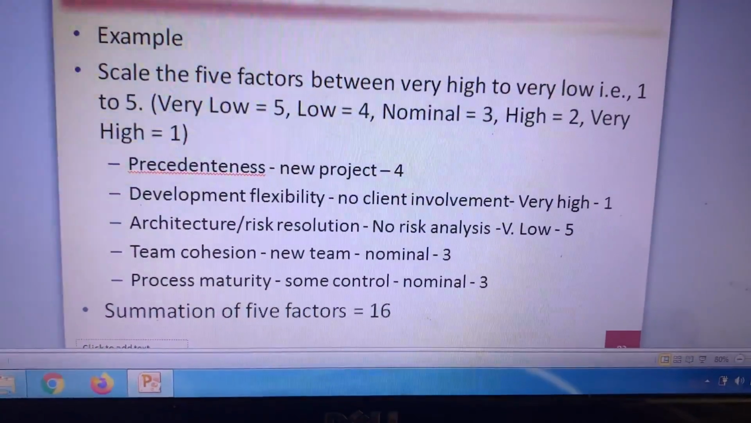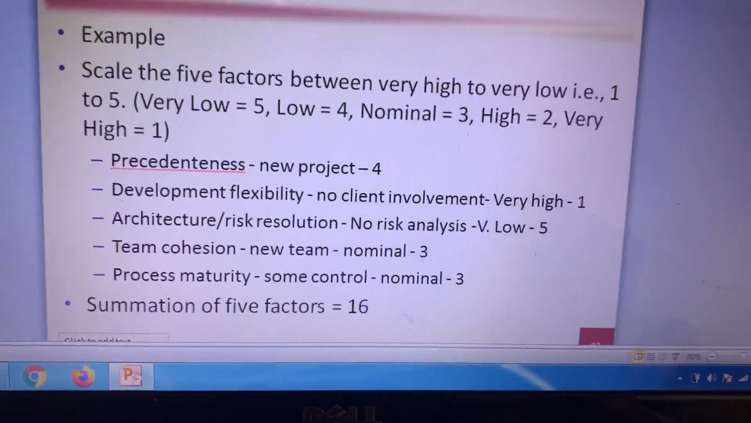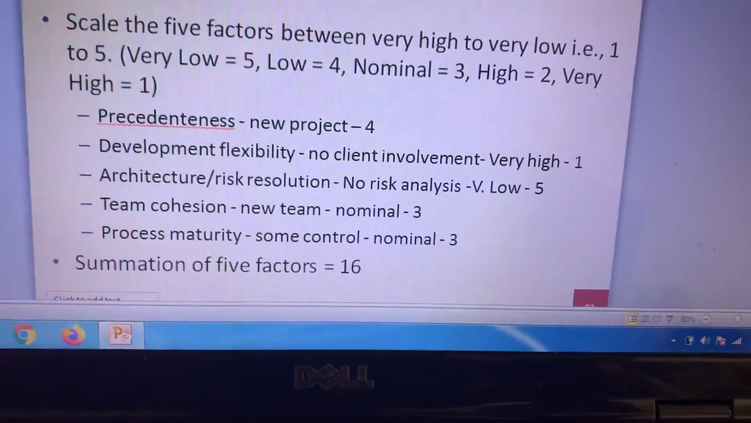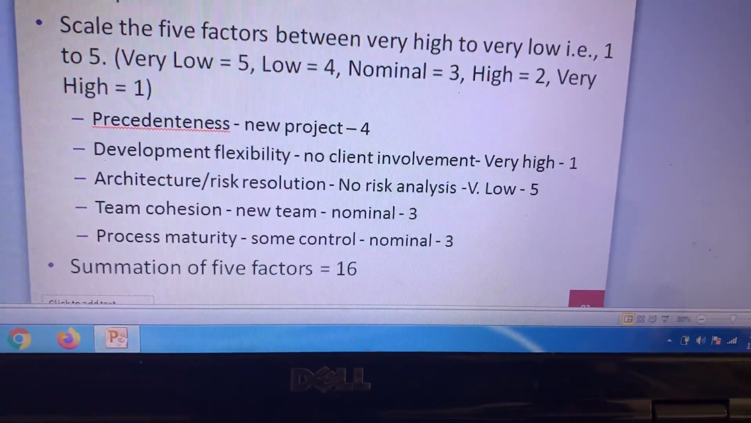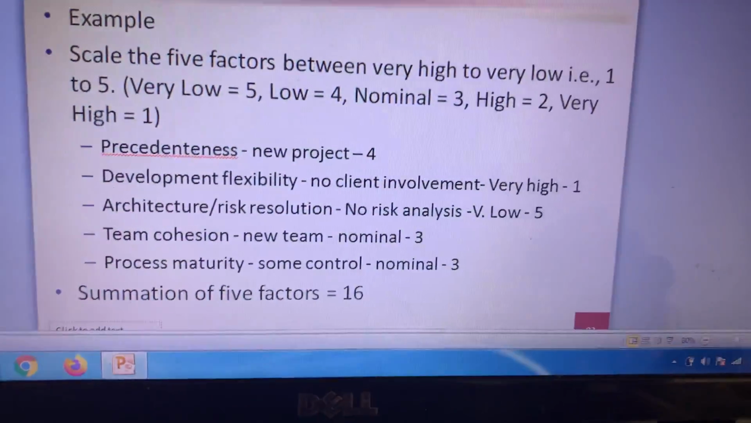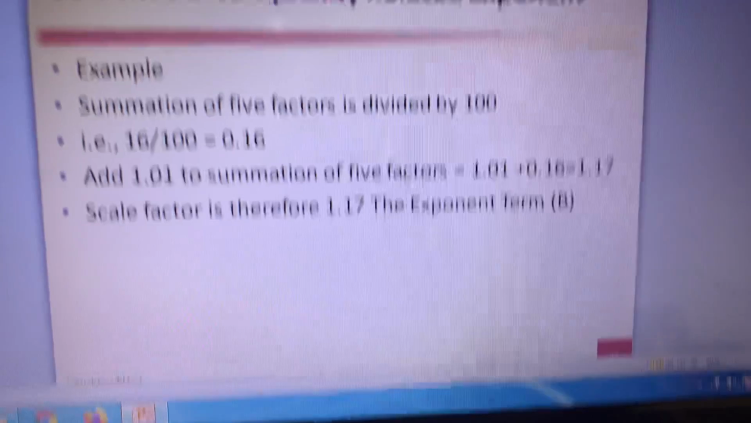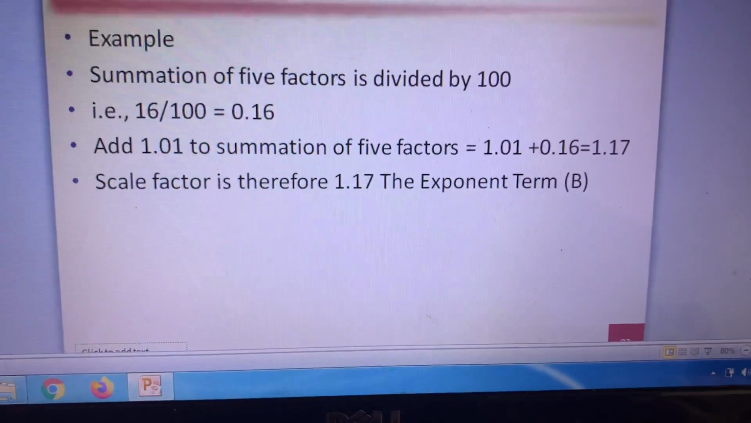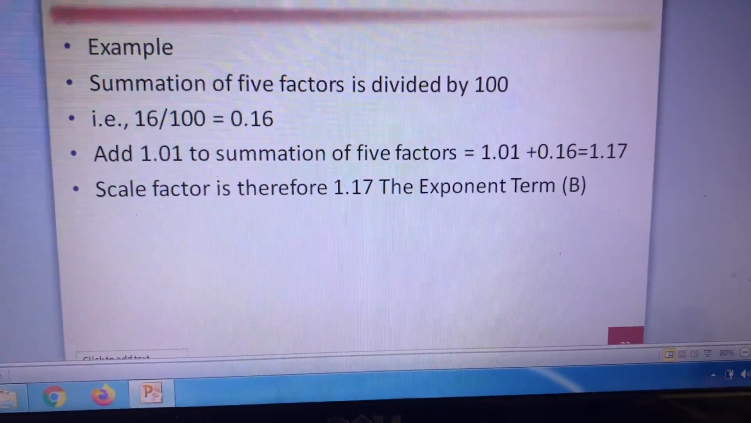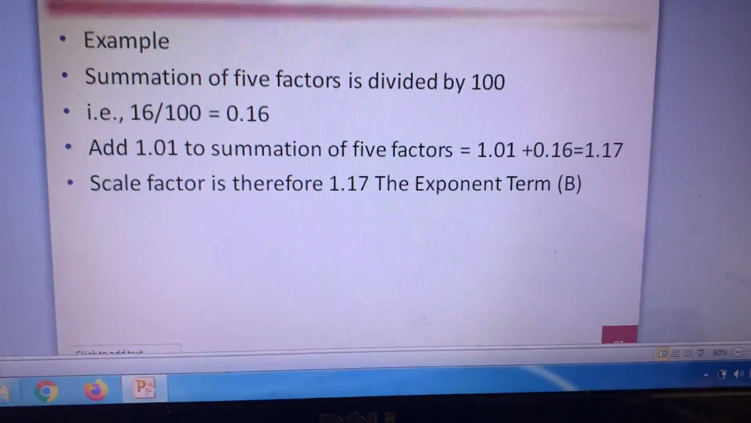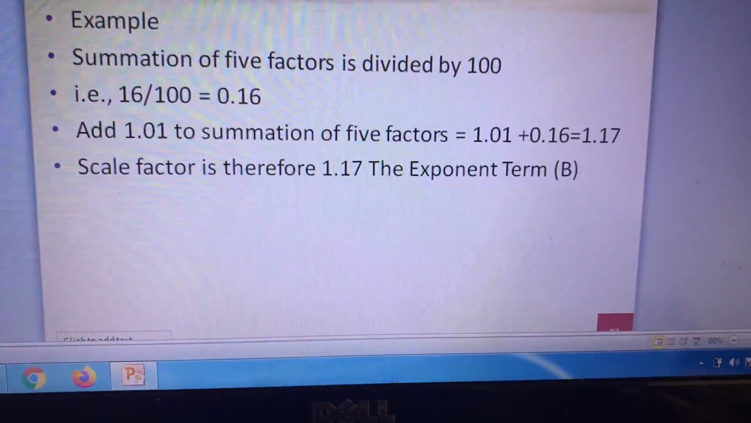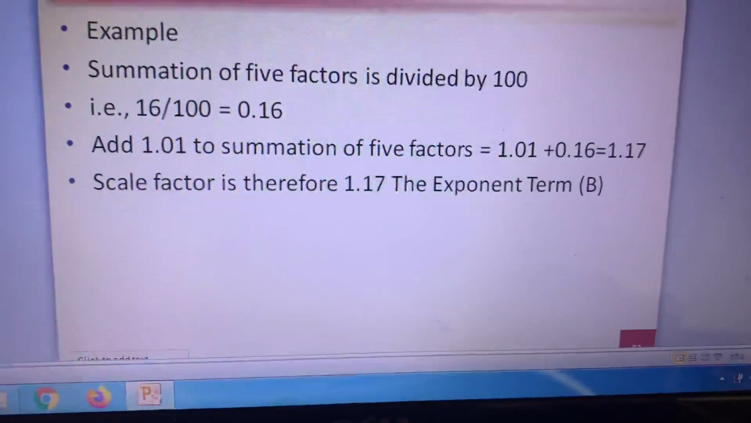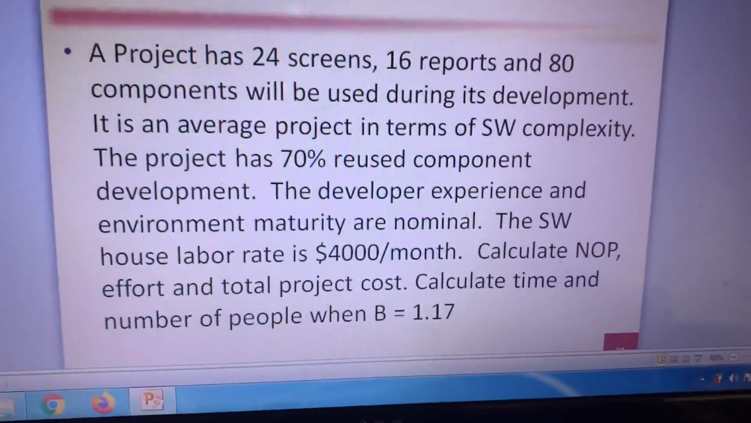So we will add the summation of these 5 values, like sigma fi for UFC. We have 4 plus 1 is 5, 5 plus 5 is 10, 10 plus 3 is 13, 13 plus 3 is 16. So summation of 5 factors is 16. Then we divide this 16 by 100 as per the formula to calculate B. Then you have to add 1.01, like TCF 0.65 plus 0.01 multiplied by sigma fi. So 1.01 plus 0.16, that's 1.17, the B value for the exercise we are solving.